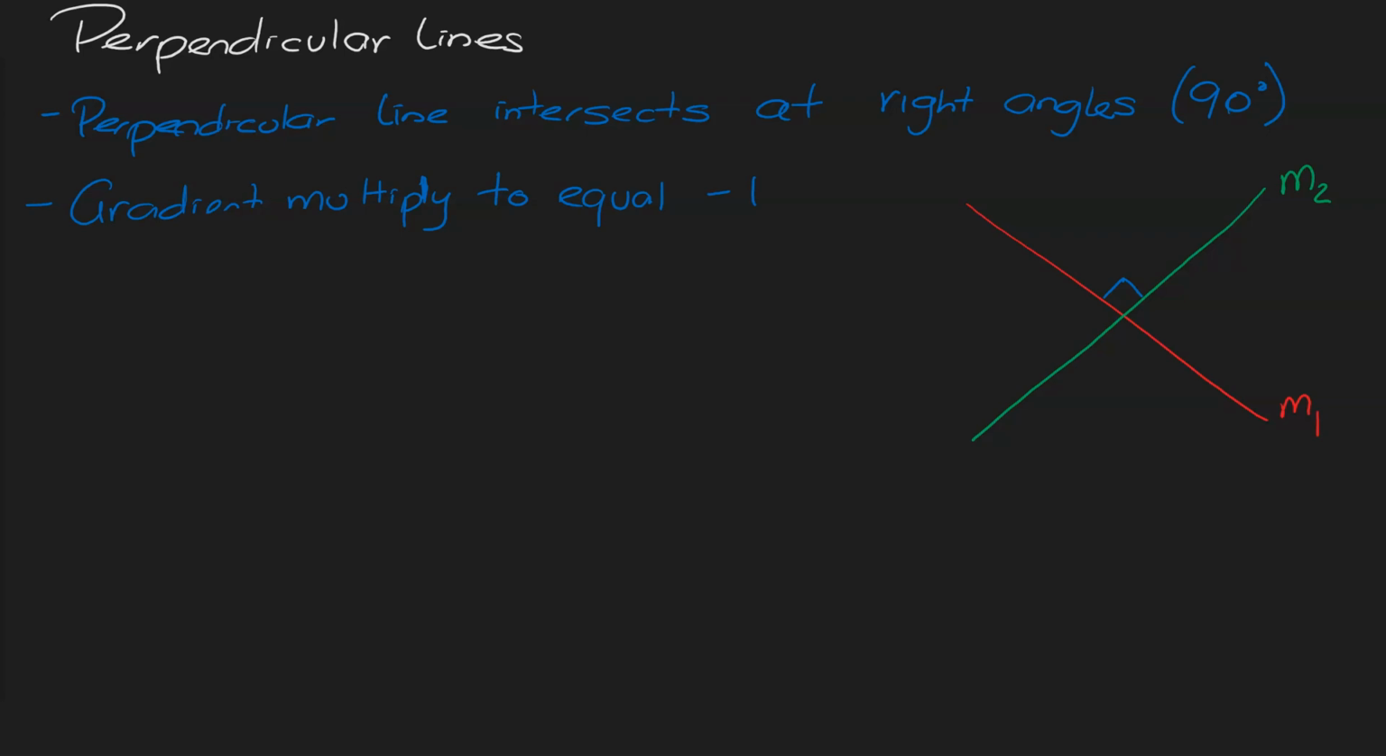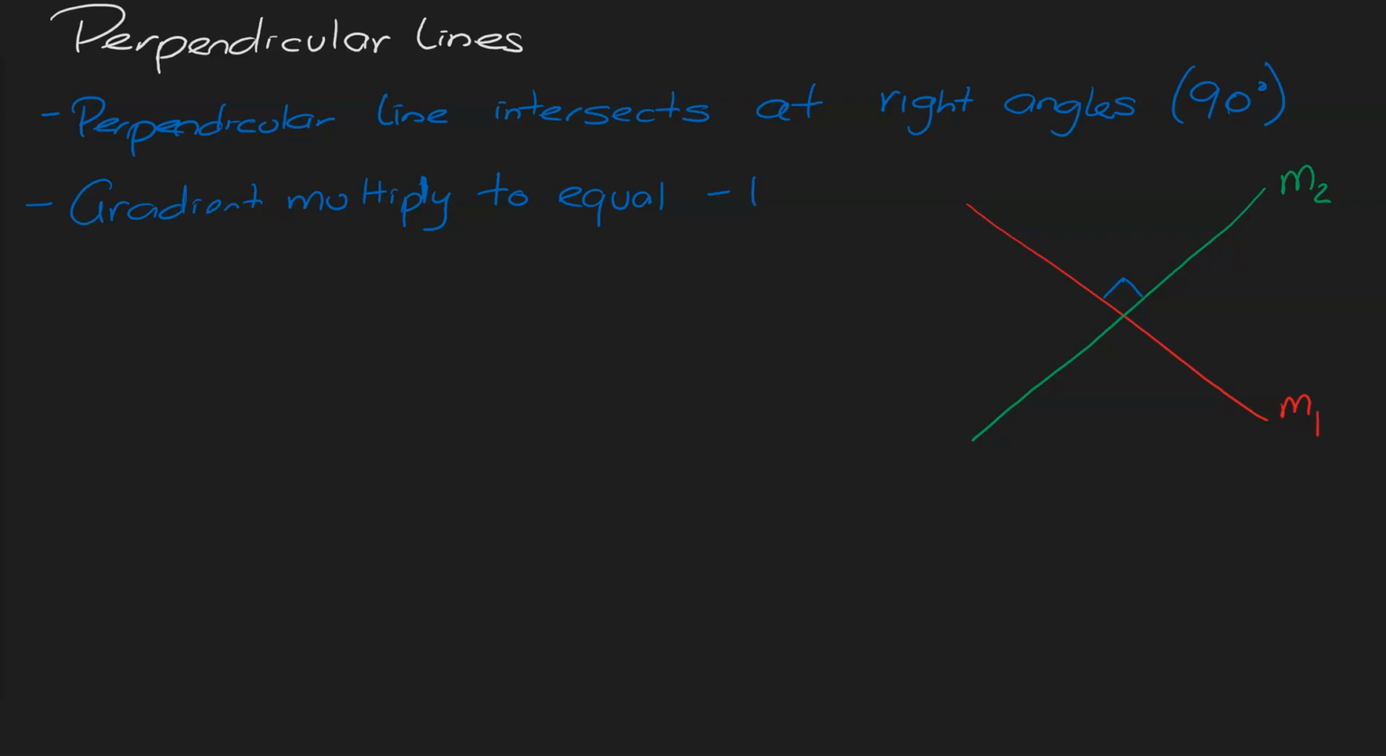Hi guys, in this video we'll be looking at perpendicular lines, and how we find the equation of perpendicular lines and how we solve or prove whether two lines are perpendicular or not. Something you need to know: perpendicular lines intersect at right angles, so they do intersect, compared to parallel lines, which don't intersect. Perpendicular lines intersect at right angles, or 90 degrees.